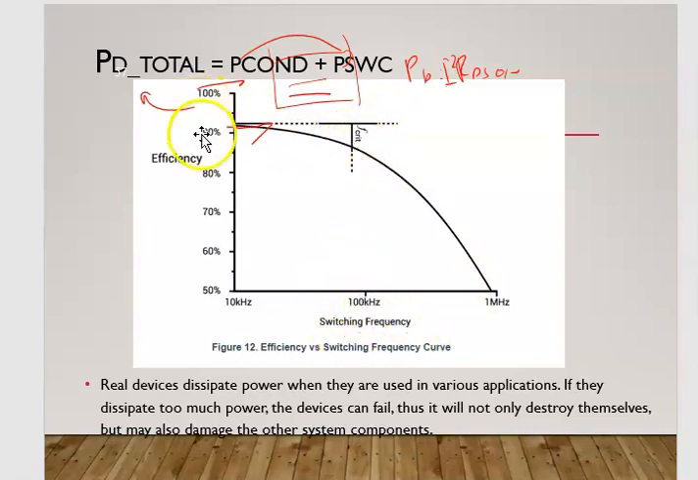but it cannot be set too much higher, because once you increase the switching frequency, the switching losses will be dominant and the efficiency of the system will reduce from 100% down to, in the worst case, 50%. Usually we shall maintain our converter at less than 10% losses. So the PD total here will be the sum of conduction loss plus switching loss.